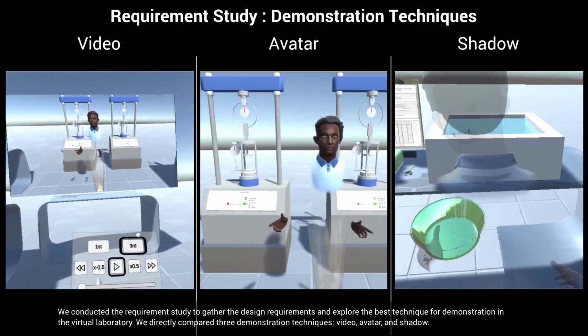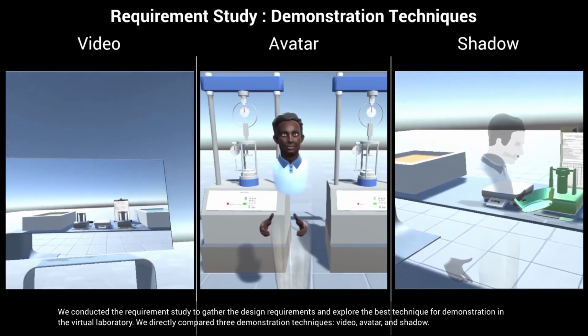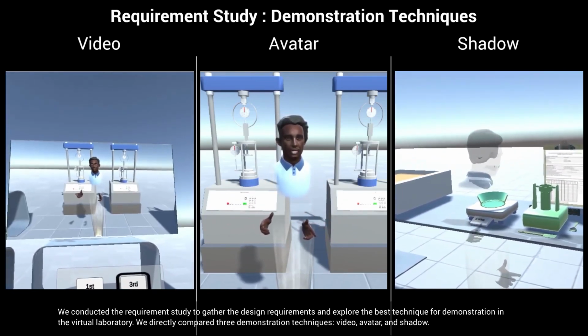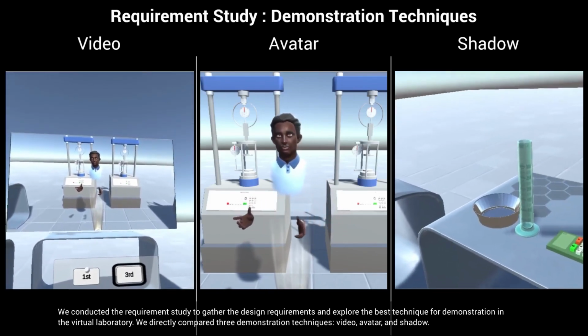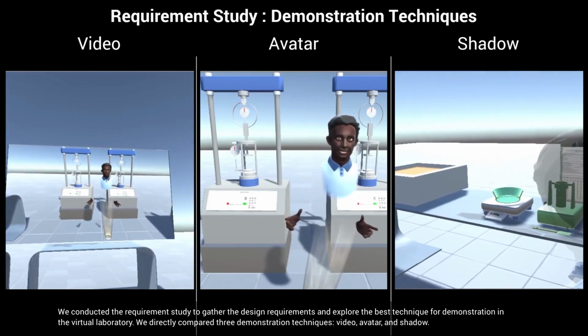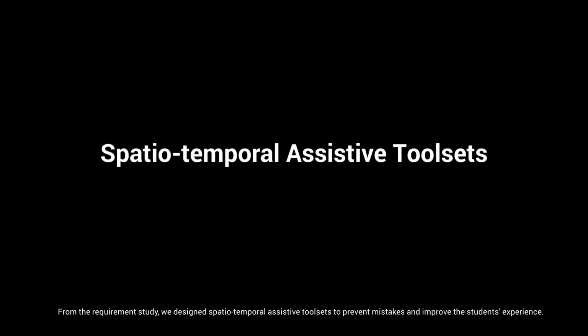We conducted a requirement study to gather the design requirements and explore the best technique for demonstration in the virtual laboratory. We directly compared 3 demonstration techniques: video, avatar, and shadow. From the requirement study, we designed spatio-temporal assistive toolsets to prevent mistakes and improve the student's experience.